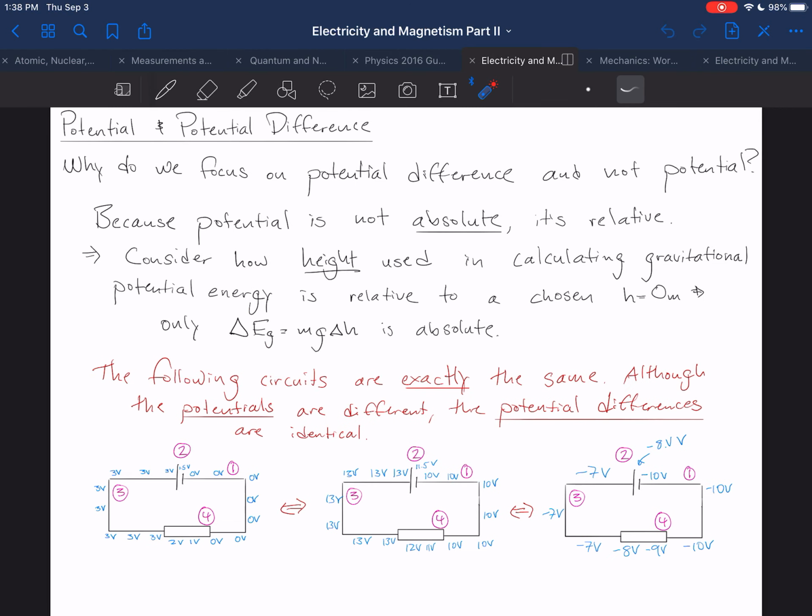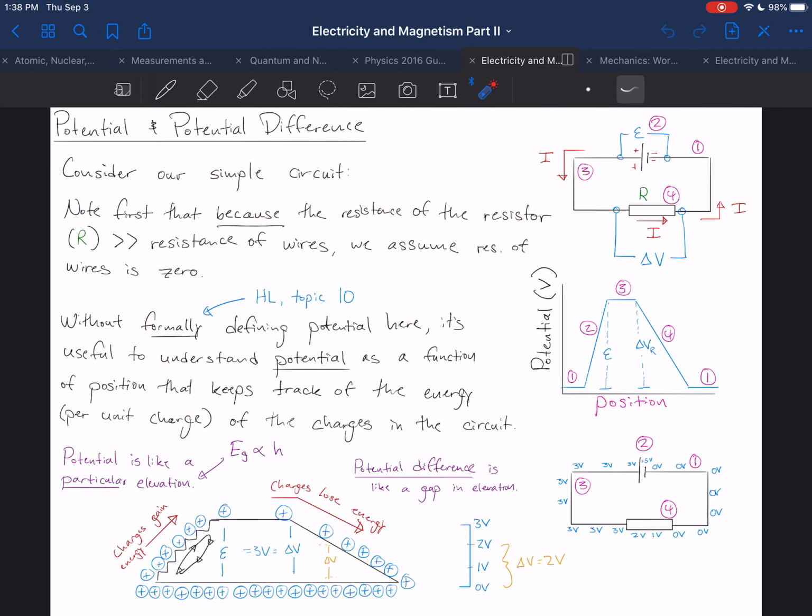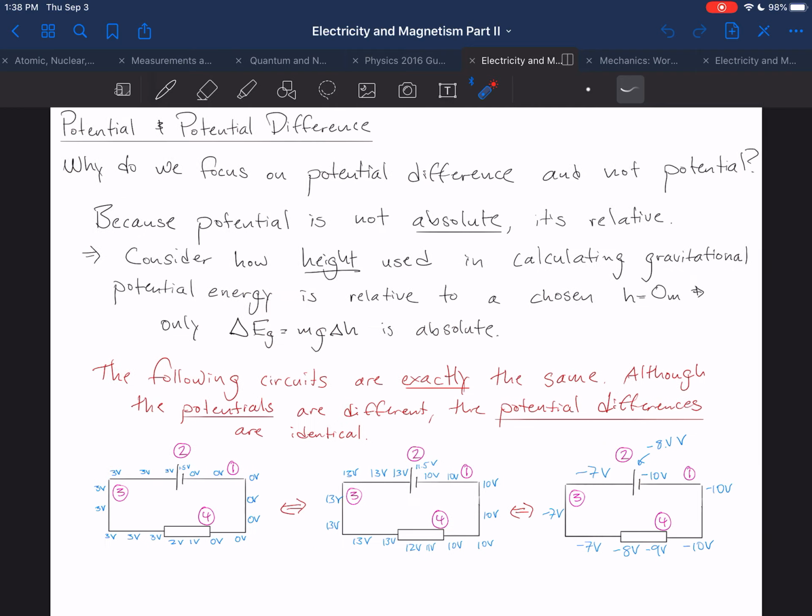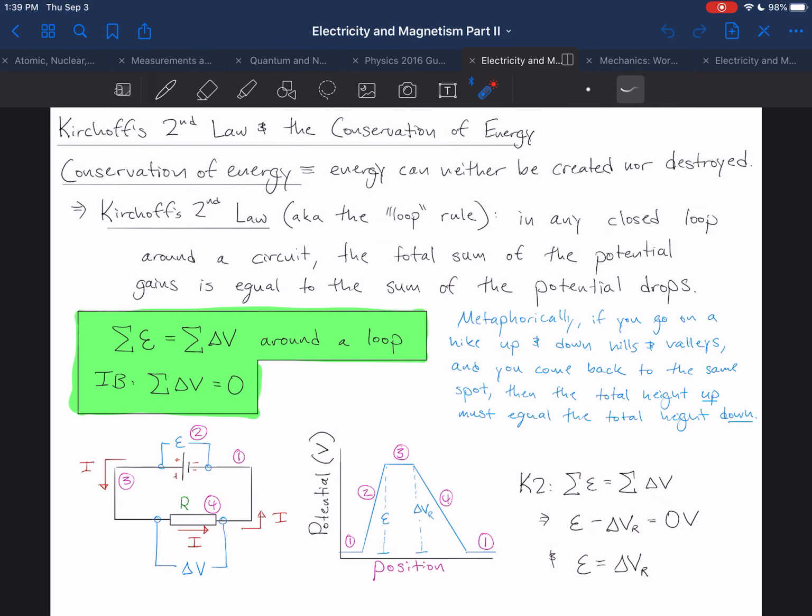So fundamentally, the same kind of reason that the potential gained in the EMF, so any energy per unit charge given to the charges in the battery, has to be exactly equal to the potential lost, or the energy per unit charge lost in the resistor, can be applied to any loop in a circuit. Okay, so this is known as the loop rule rather than the junction rule. And Kirchoff's second law says that in any closed loop around a circuit, the total sum of the potential gains is equal to the sum of the potential drops.